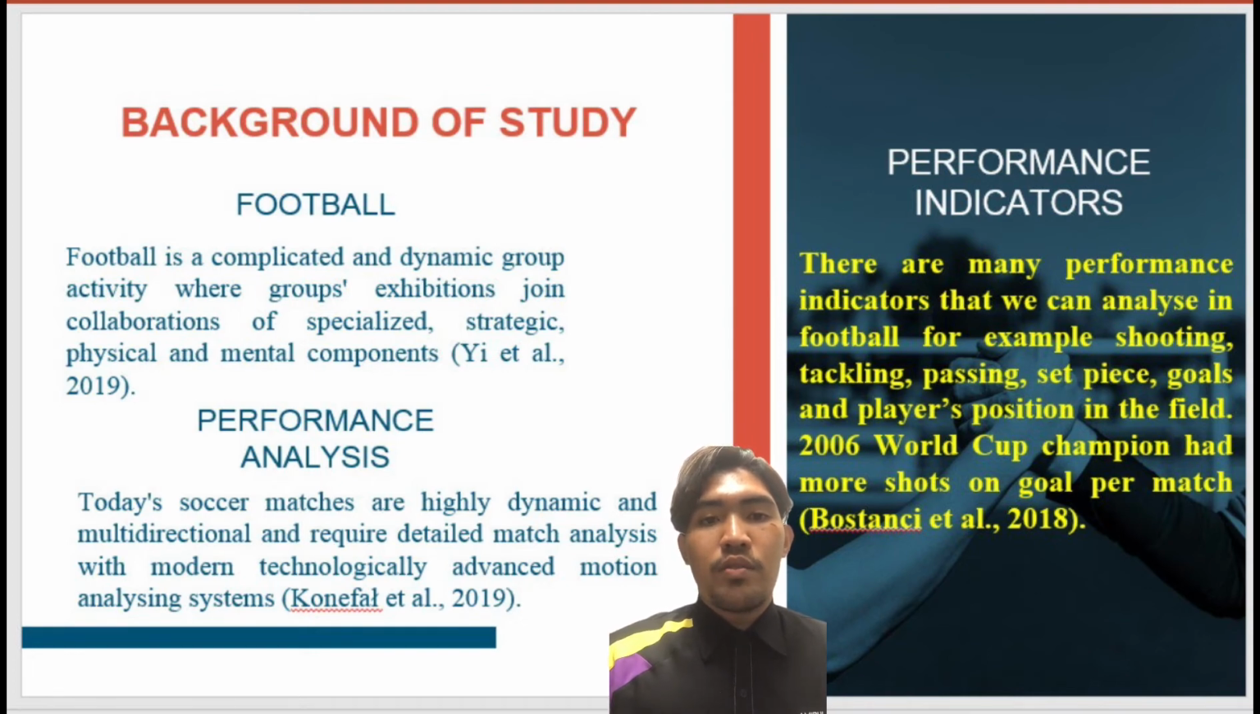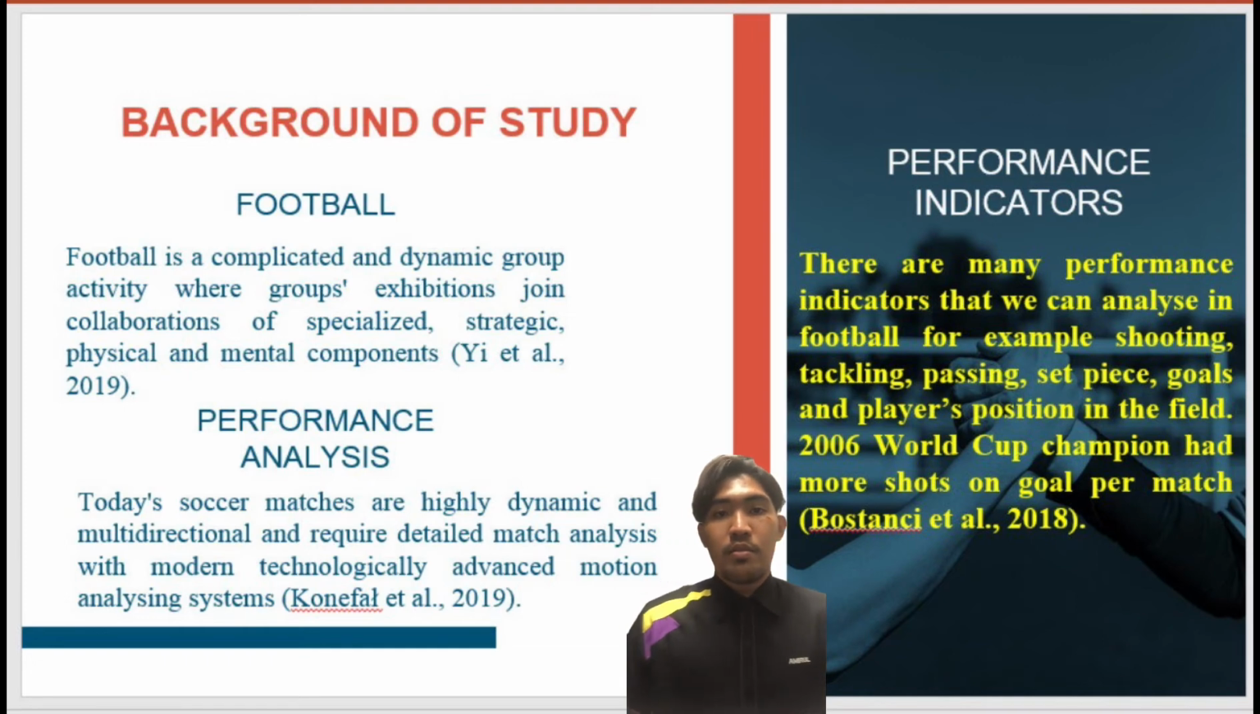Performance analysis is one of the important aspects to improve performance in sport regardless of what kind of sport. Performance analysis could also determine the pattern of play of a team during the match. Based on the previous study by Carling 2019, today's soccer matches are highly dynamic and multidirectional and require detailed match analysis with modern technologically advanced motion analyzing systems. Performance analysis is aimed primarily at identifying weaknesses and strengths, and addressing the best team ideas for improvement. Those performance indicators should therefore relate to a result effectively.